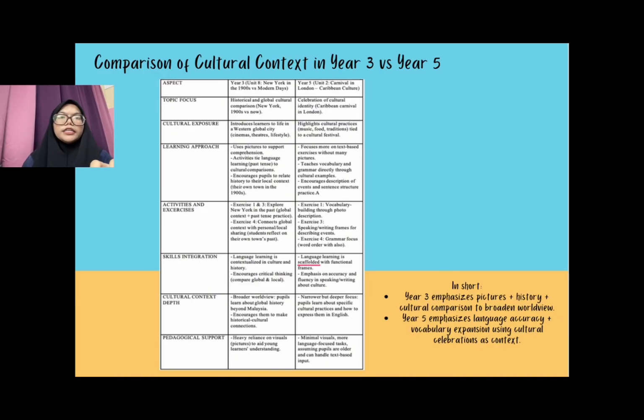In short, Year 3 emphasizes pictures and history to make a cultural comparison to broaden worldview, while Year 5 emphasizes language accuracy and vocabulary expansion using cultural celebration as context.